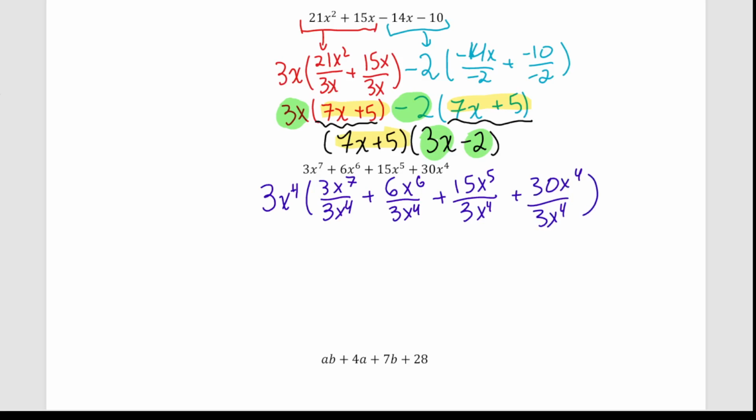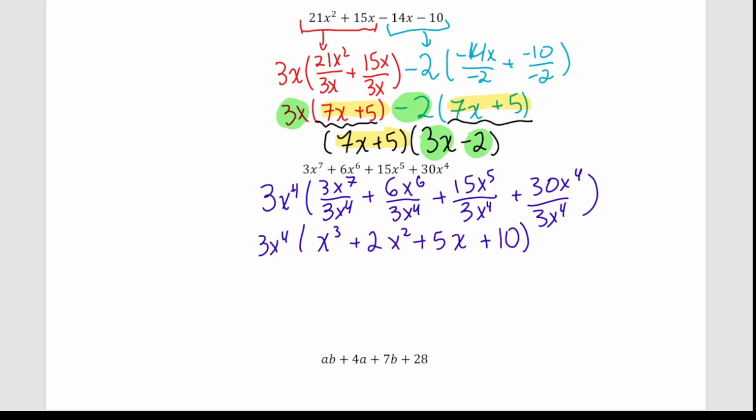So let's go ahead and do this division. 3x to the 7th divided by 3x to the 4th is going to leave us x cubed. 6x to the 6th divided by 3x to the 4th is going to give us plus 2x squared. 15x to the 5th divided by 3x to the 4th will leave us with plus 5x. 30x to the 4th divided by 3x to the 4th is going to leave us with plus 10.